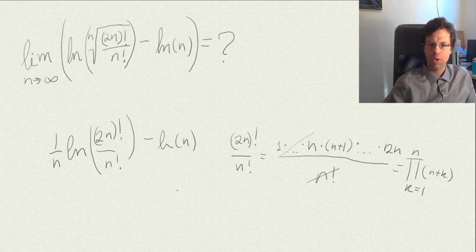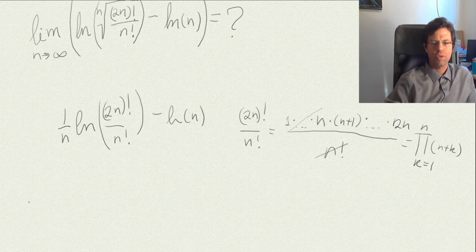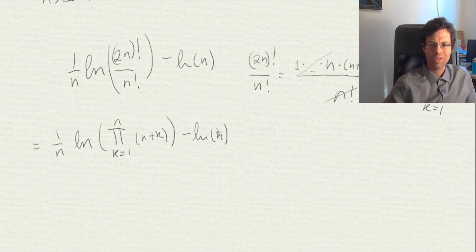So that's our product. And when we plug it inside, this expression equals 1 over n times the natural logarithm of the product over k, where k goes from 1 to n, of n plus k, minus the natural logarithm of n. Though it may seem that we are not making any progress, we are.